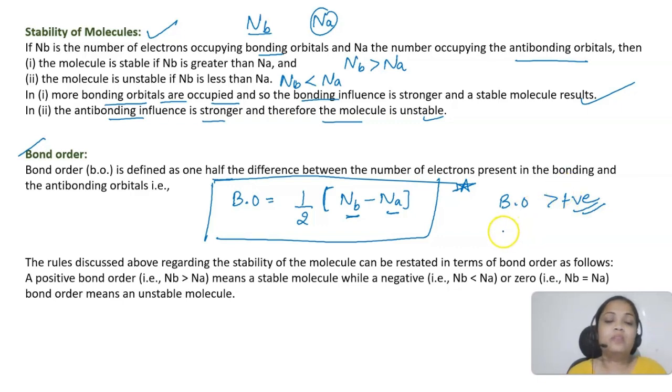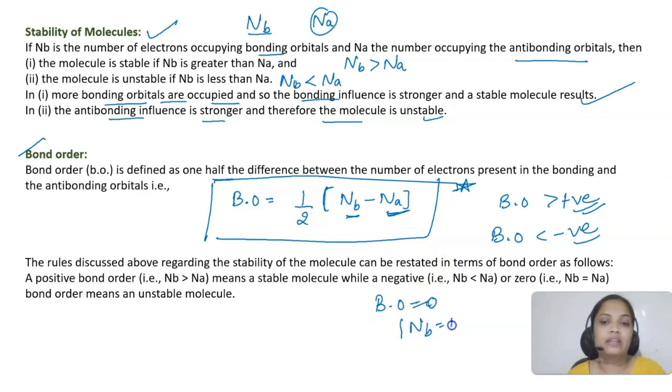But if the anti-bonding electrons are more, the bond order would be negative, and we cannot have a negative bond order, because bond order means the number of bonds a molecule has, whether it has a single bond, double or triple. Bond order can be zero also. If the number of bonding and anti-bonding electrons are equal, the bond order will be zero, meaning the molecule does not exist. That we will see in the case of noble gases.